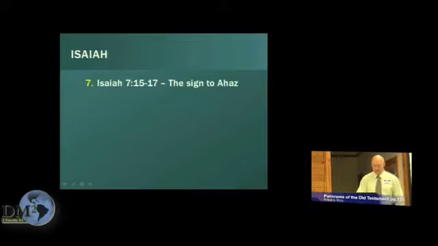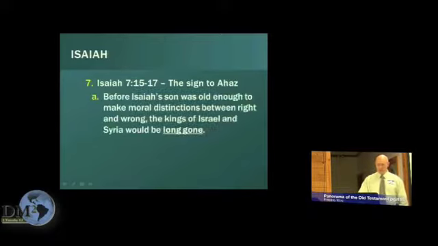Isaiah 7:15-17. The sign to Ahaz. This is the sign to Ahaz personally. Before Isaiah's son was old enough to make moral distinctions between right and wrong, the kings of Israel and Syria would be long gone. Verse 17 says, the Lord will bring on you, on your people, and on your father's house such days as have never come since the day that Ephraim separated from Judah, the king of Assyria.